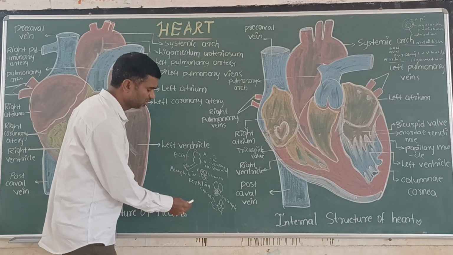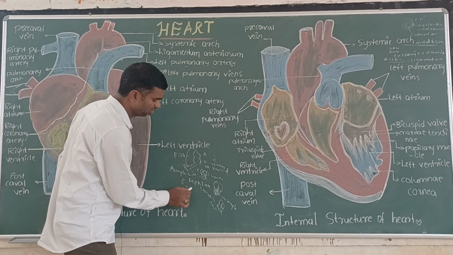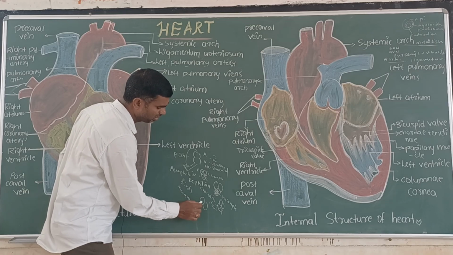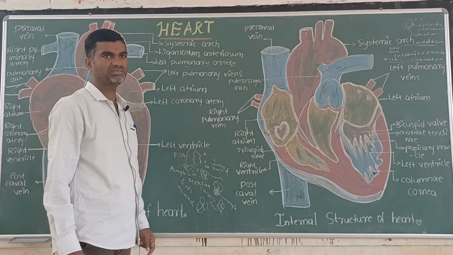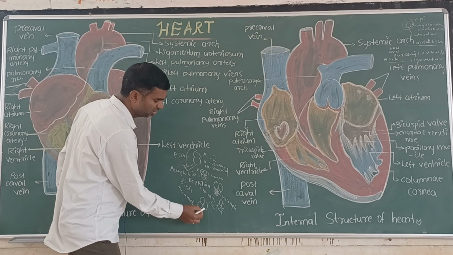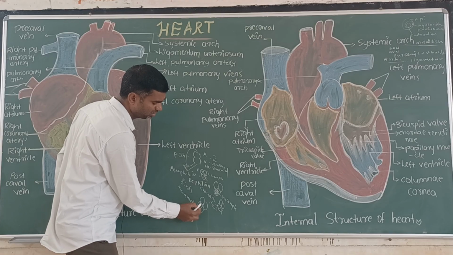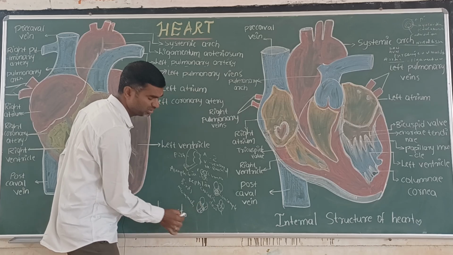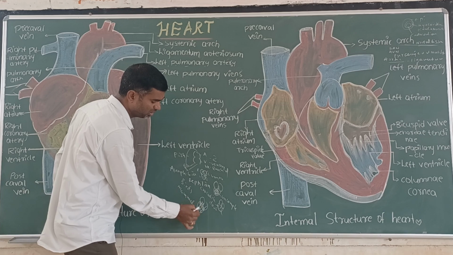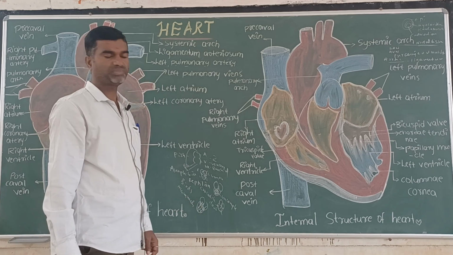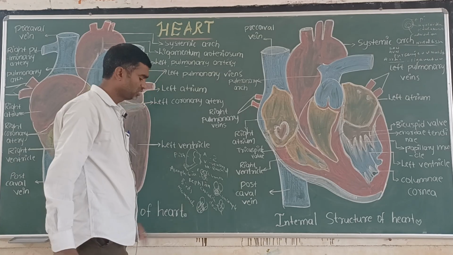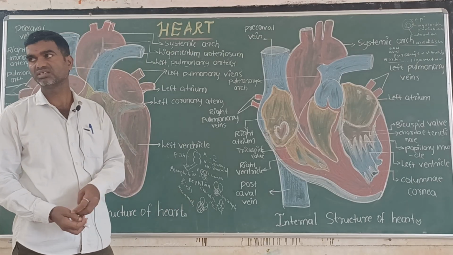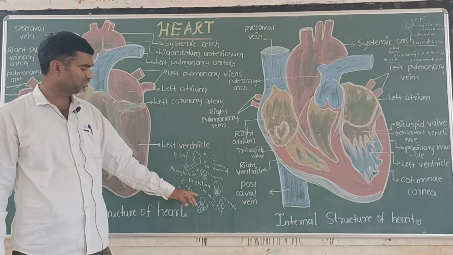The next one is birds and mammals. We know about birds and mammals: they have a four-chambered heart. The blood is pumped through the right atrium to the right ventricle, and the left atrium to the left ventricle. Through the left ventricle, oxygenated blood is pumped, and through the right ventricle, deoxygenated blood is pumped. So the blood is separated here. That's why birds and mammals have complete double circulation and a well-developed four-chambered heart.